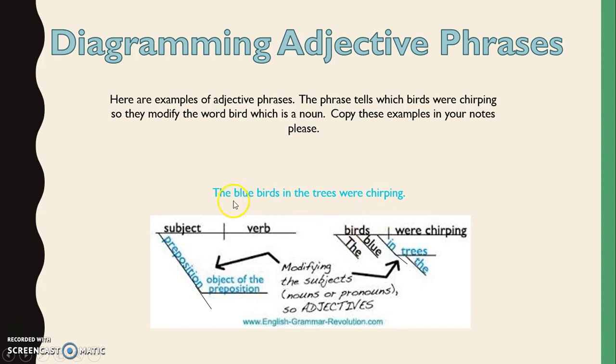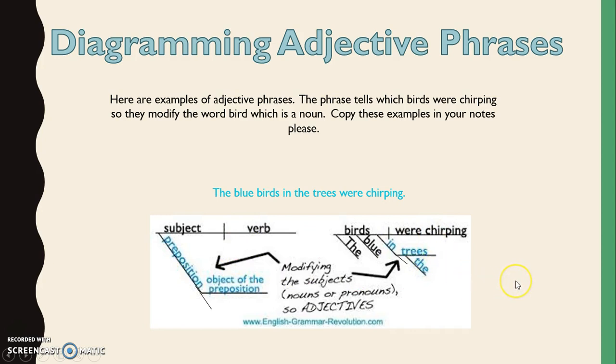So the way it would look is if you had the bluebirds in the trees were chirping. We've got birds were chirping. There's your verb phrase. The and blue modify birds. And in the trees tells you which birds it was. So in the trees actually goes with birds. And notice I've got in, which is my preposition, trees, which is the object of my preposition, and the. So both of these examples should be on the left side of that flap.